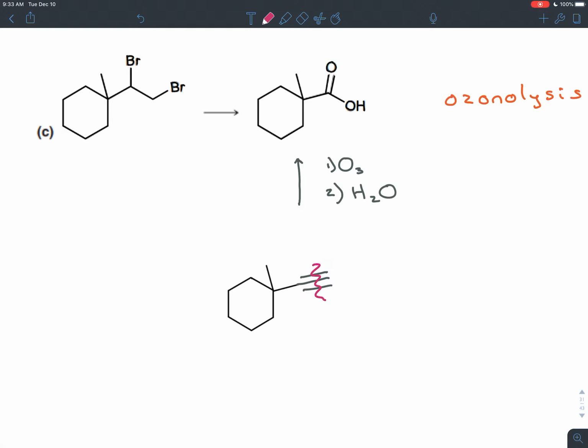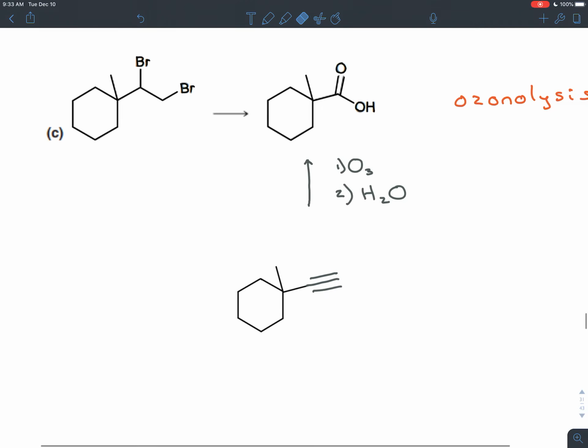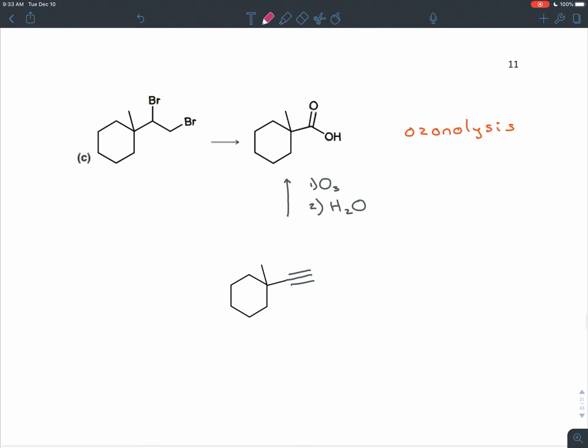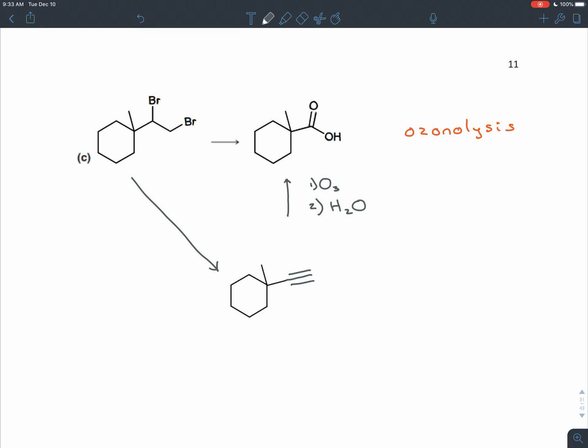That would saw this in half, remove this carbon on the end. That would bubble away as carbon dioxide. And the other carbon here, this one carbon there, would turn into the carboxylic acid. The oxygen's coming from the ozone. So if we had this alkyne, we could do ozonolysis and get this carboxylic acid. But how can we get the alkyne? What do we have to work with?